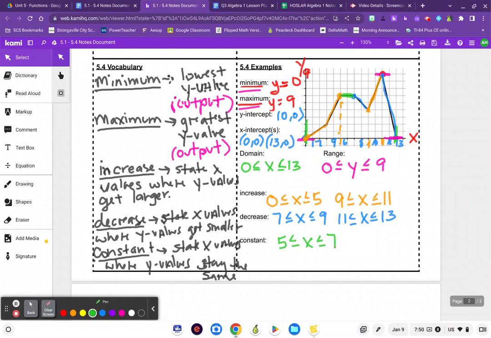So again, we're looking for where the function is moving upwards, increasing, moving downwards, decreasing, or where the y values stay the same, constant, but I'm answering in terms of x.